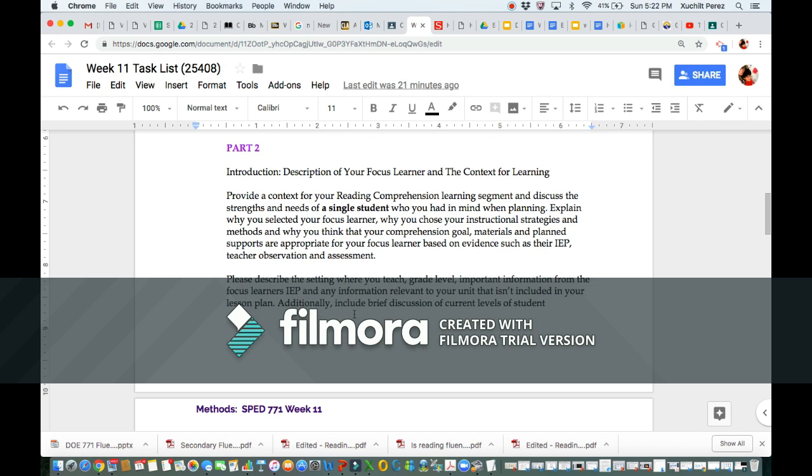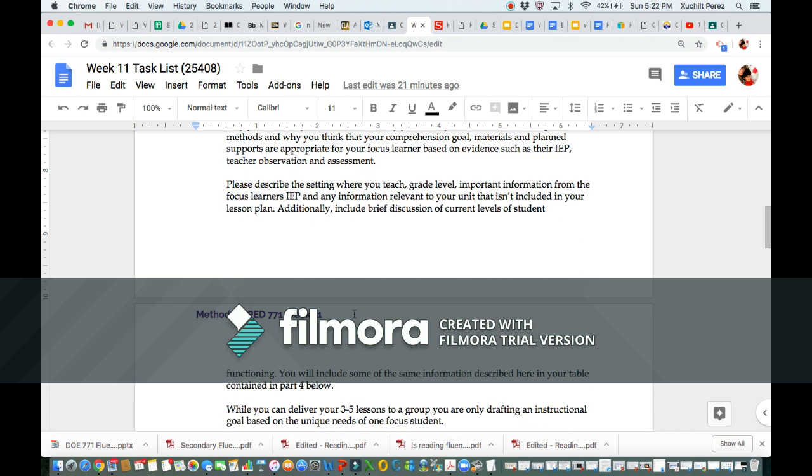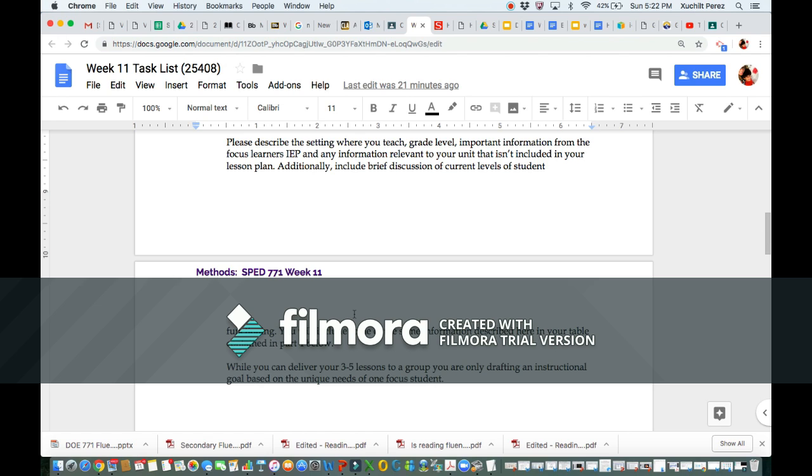You're supposed to describe the setting. So basically where you teach, grade level, important information from the focused learner's IEP and any additional information that you think is relevant, because you should really think of a focused learner that you know well. Additionally, include a brief discussion of current levels of student functioning. You will include some of the same information in part 4.